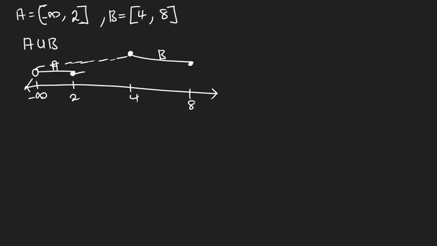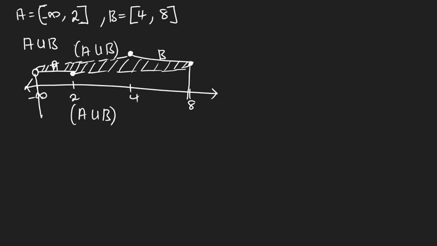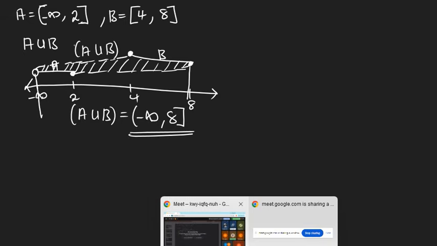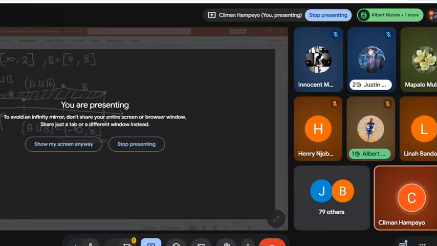Then I'll get this last part and connect it to here. This is the union. This area is my A union B. So I'm getting this point up to this point. So A union B then becomes negative infinity all the way to 8 included. This becomes my set. Thumbs up if you understand.